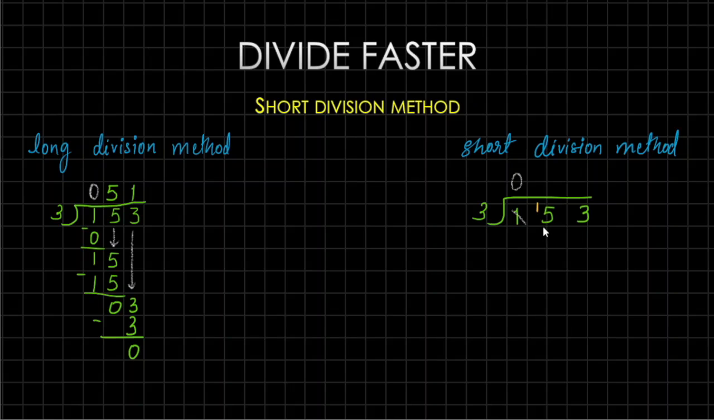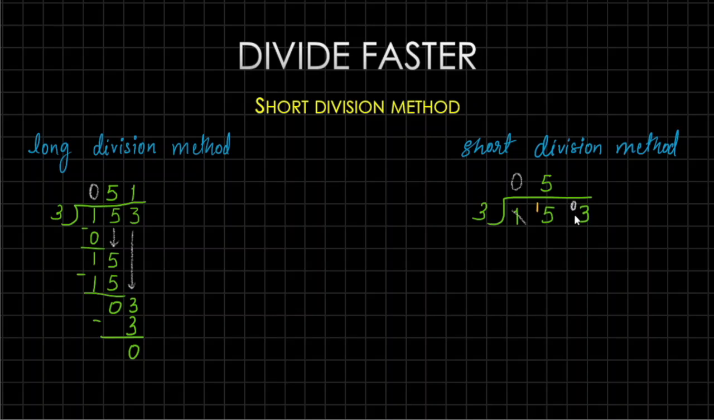Now, the next number is 5, but this 5 is in the ones place, and this 1, which came from here, is actually on the top, which makes it 15. So we have to consider it as 15. 3 goes into 15 5 times. So we write 5 on the top. 3 times 5 is 15. We take away 15 from this number. So 15 minus 15 is 0. If I want to write what's left, I can write it over here, 0.